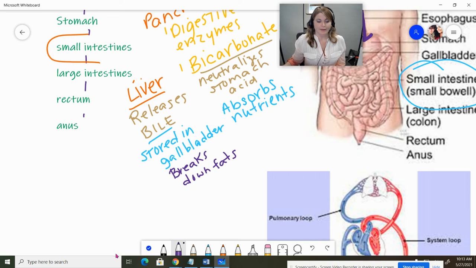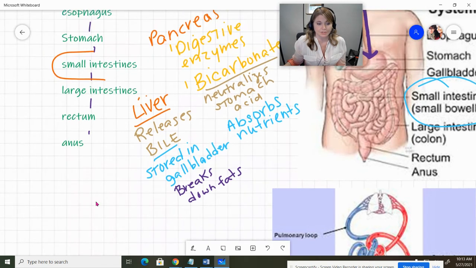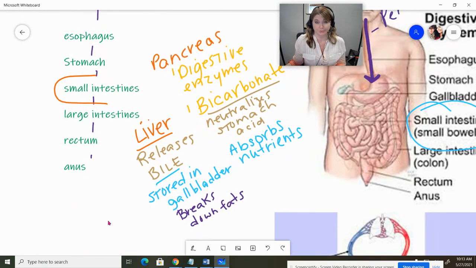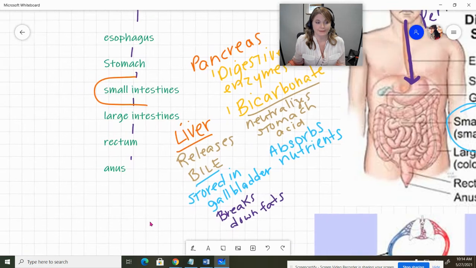So we have amylase, which is breaking down starch. Amylase is produced in your mouth. It's also released by the pancreas in the small intestine. The pancreas is producing other digestive enzymes. Pepsin is produced in the stomach to break down proteins, and the liver releases bile, which temporarily gets stored in the gallbladder and then is released as you eat foods that have fat in them, to be able to break down the fat.